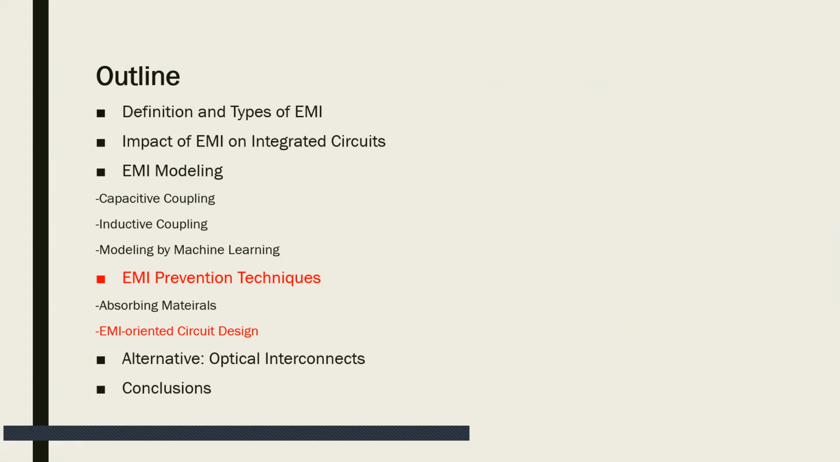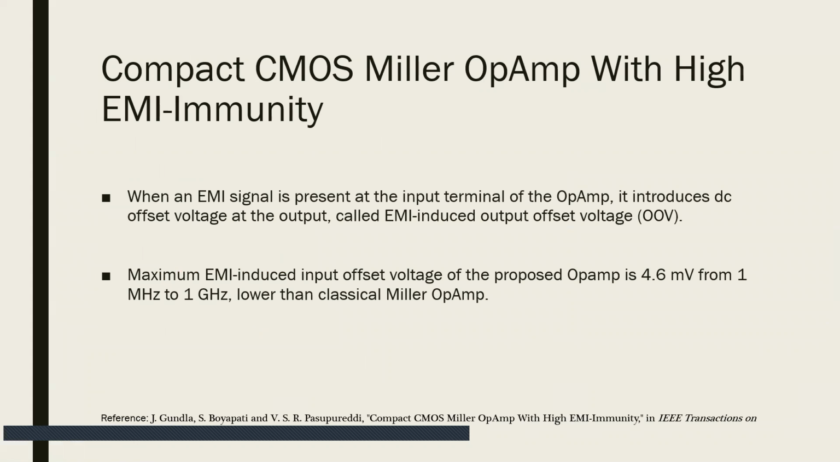Next, I will briefly talk about an example that applies the EMI considerations that basically improves the circuit topology so that it reduces the EMI referred noise. The idea is when an EMI signal is present at the input terminal of the op-amp, it will introduce a DC offset voltage at the output called the EMI-induced output offset voltage.